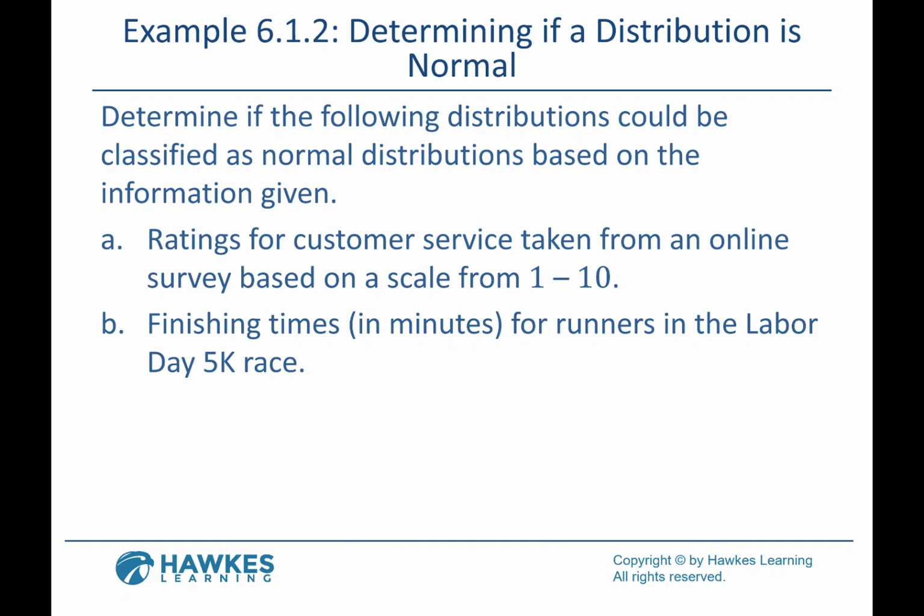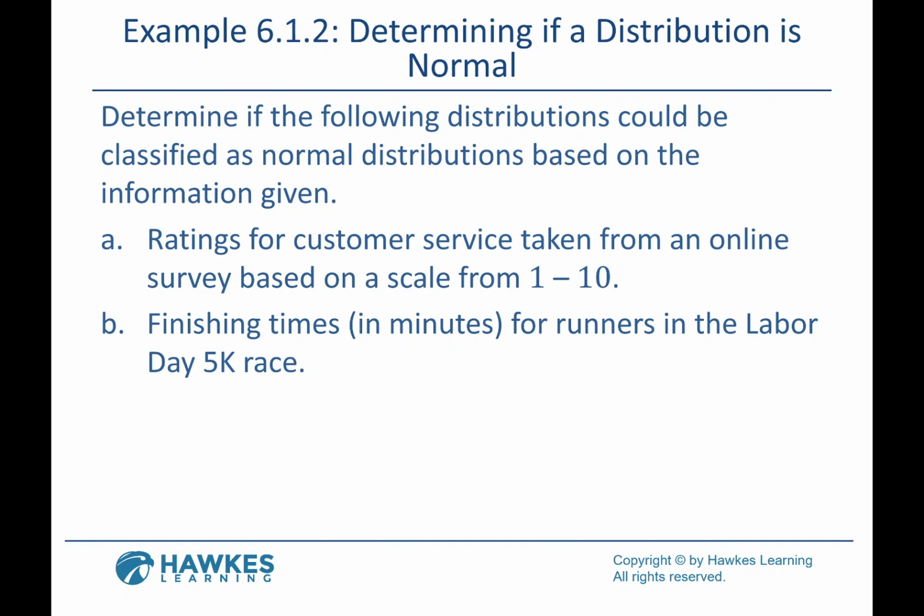Okay. What about B? We've got finishing times in minutes for runners in the Labor Day 5K race. What type of data is that one? It's quantitative and then it's continuous. We're measuring. Okay, it's in minutes, but we could use decimal places there. Normally we would use seconds instead of going to decimal places for minutes. Usually we go hours, minutes, seconds, and then we do decimals of a second, if we're racing. But we could do it with minutes.